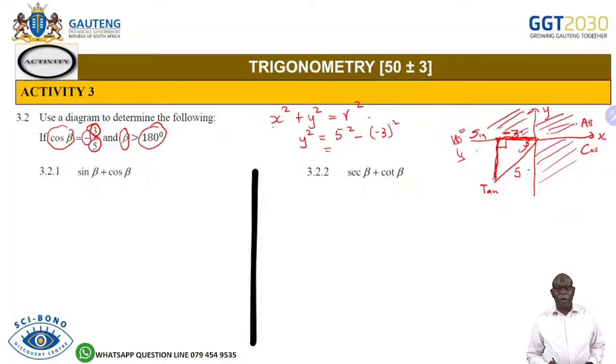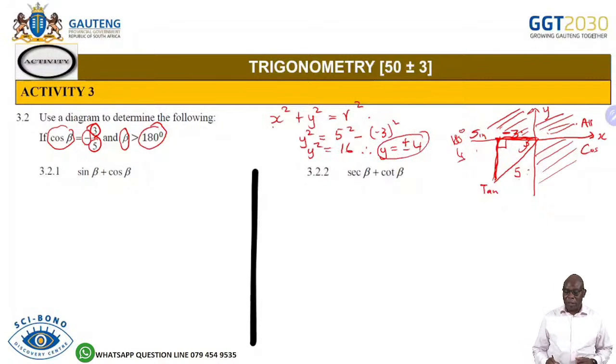minus 3 squared. So 5 squared is 25. 25 minus 9 is 16. So my y value will be plus or minus 4. Out of these two, I must choose one. I cannot choose a positive because this line here is negative. So I'm going to choose that one as a negative 4. So which means I can now do my two questions.